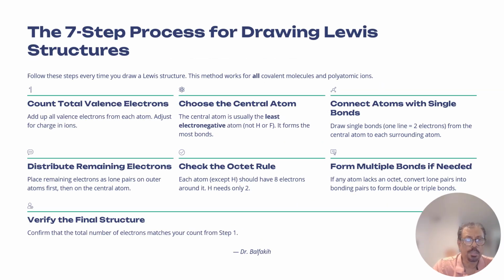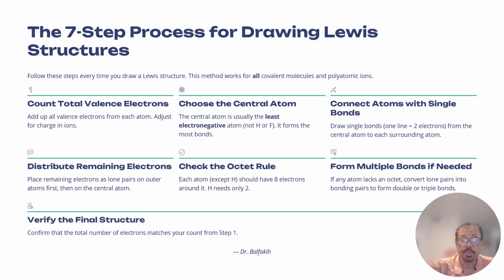To draw the Lewis structure, there are 7 steps. First, we count the total valence electrons of all atoms involved in the Lewis structure. Then we choose the central atom, which is the one that is least electronegative. We're going to talk about electronegativity, which is the ability to attract electrons. Then connect atoms with a single bond. Then distribute the remaining electrons.